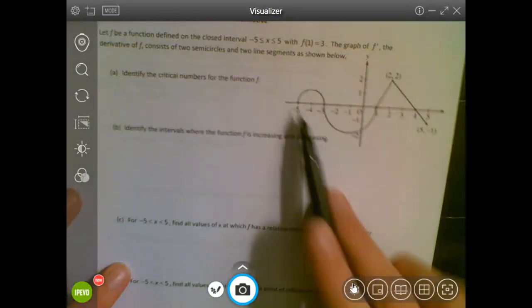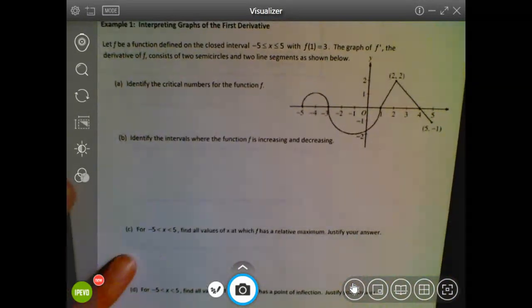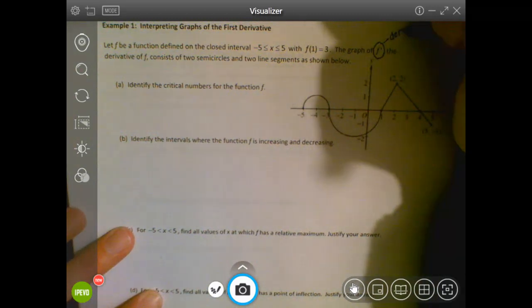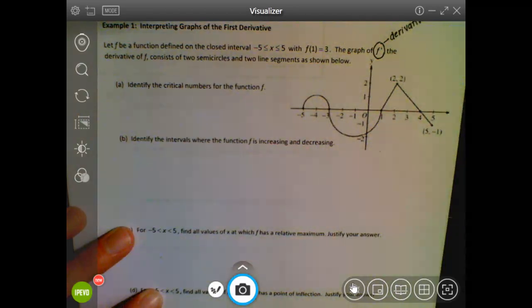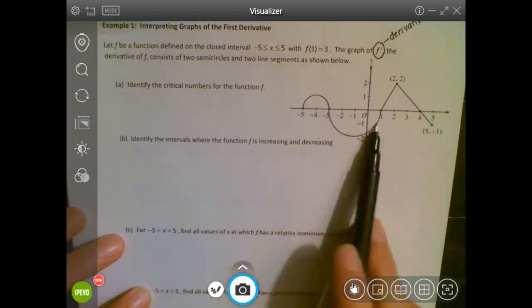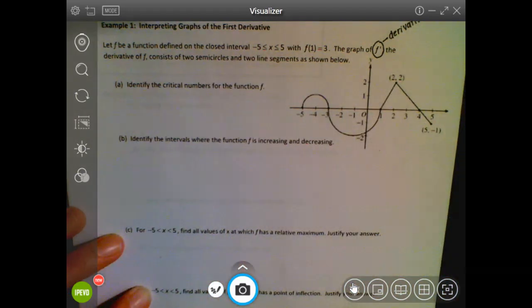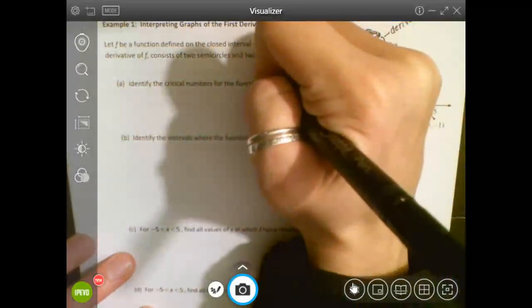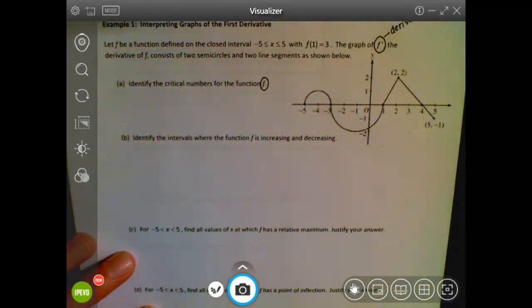All right. So in this first example, we have some graph here. And what this graph is representing is the graph of the derivative of f. So we're looking at a derivative graph right here. And this derivative consists of these two semicircles and the two line segments over here. So we want to identify the critical numbers of the function f. So now we're looking for critical numbers of the original function.